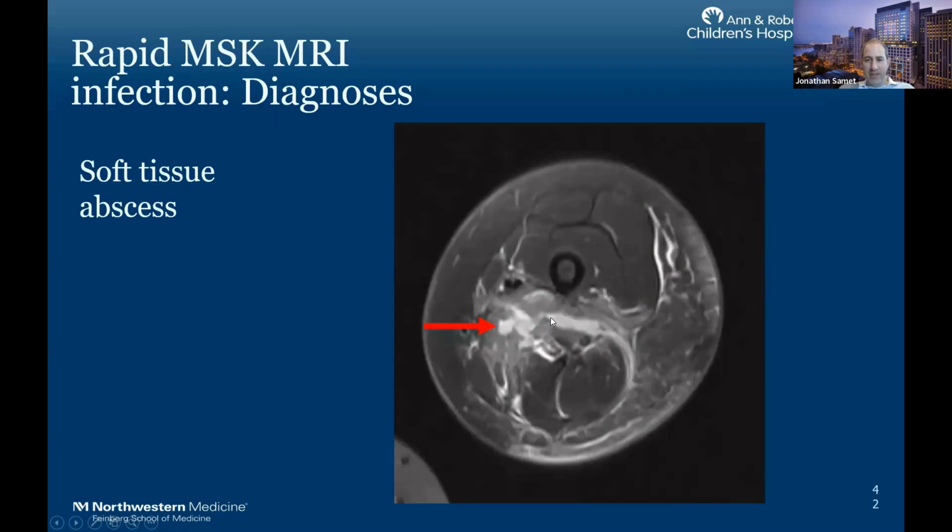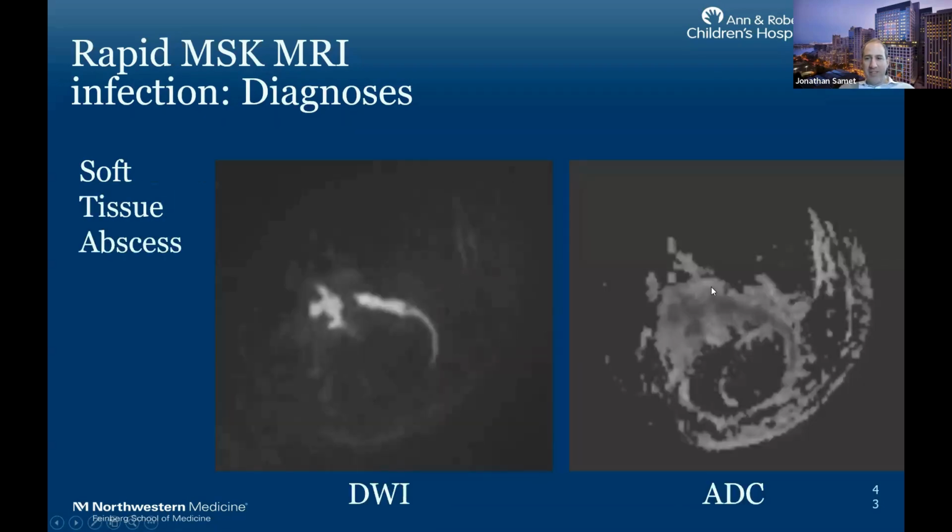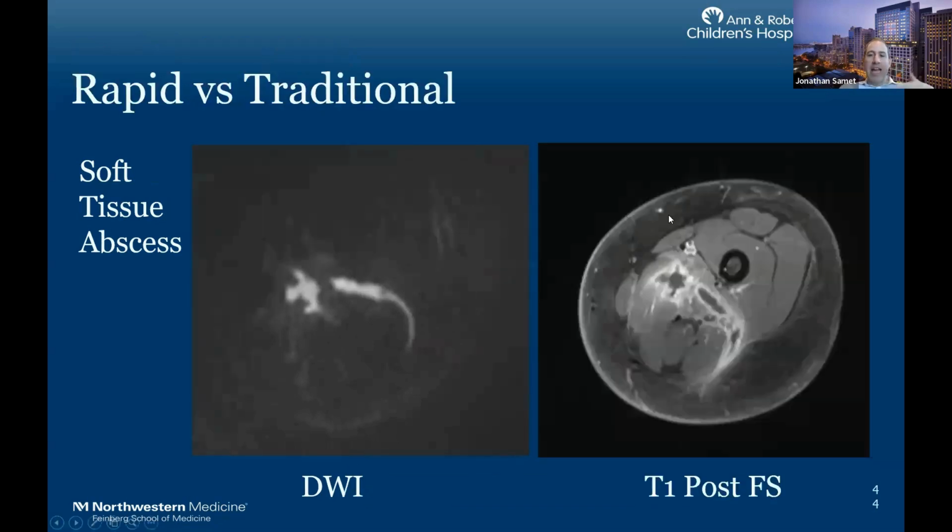Is this edema? Is this an abscess? But see this? Looks like an iguana or something, right? This is a restricted diffusing abscess. So see how the diffusion can really kind of substitute for the contrast. This patient happened to get contrast. I don't know why. You can see what it looks like on the post-contrast, okay?